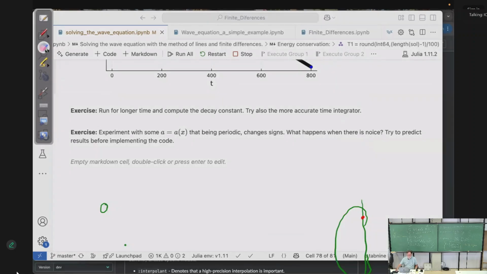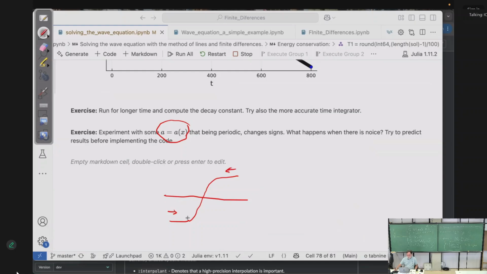Just take an A that depends on X, and for instance take something which is positive here and goes negative here, no, the other way around. I want the other way around. Negative here, so this is a wave that moves that way, and then you make it positive here. So on this side there is a wave coming like that, on this side like this. So you put something and see, and here it is standing.